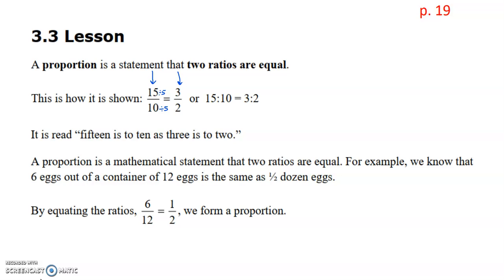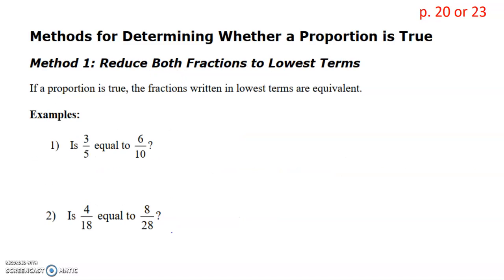So proportion is really just a way for us to show equality. So we know that 6 eggs out of 12 eggs is the same as half a dozen. So we can say 6 is to 12 as 1 is to 2. And when we say that, we are forming a proportion. There are two methods to figure out if a proportion is true or false.